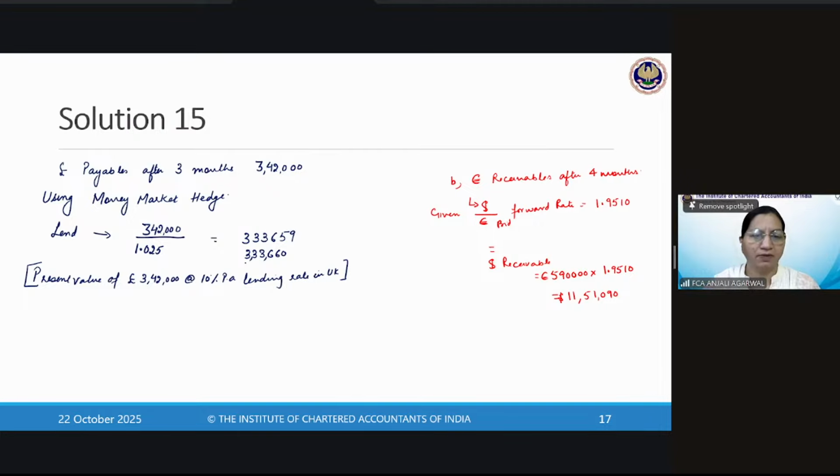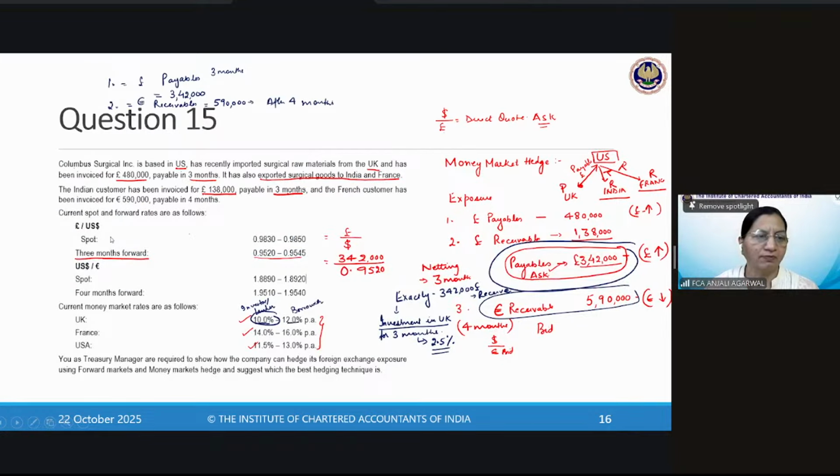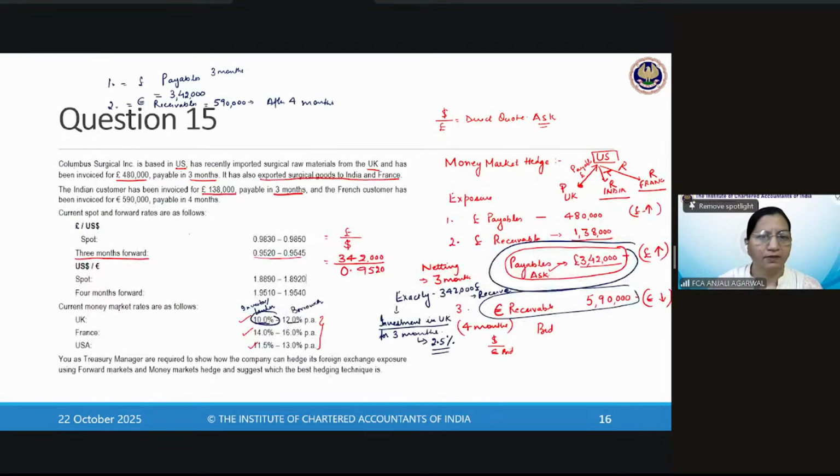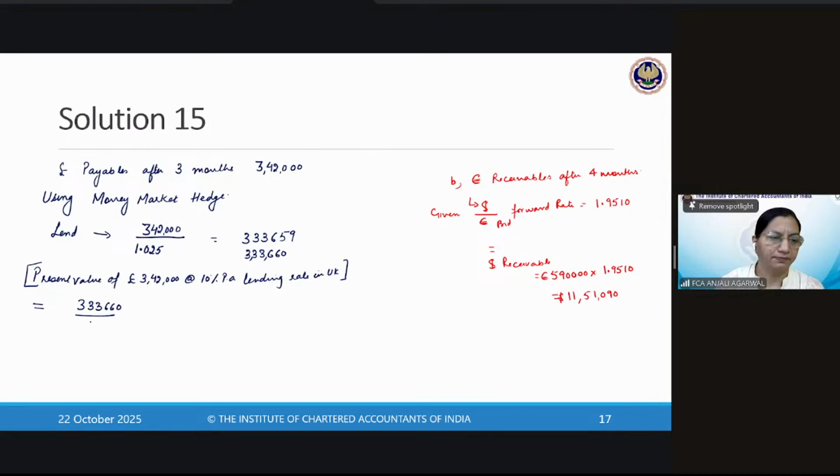Approximately these many pounds. So where are these pounds? We don't have them. So what will we do? We will get these pounds from the spot market. Pound ask. What is the pound ask? 1 upon 0.9830. So you will need dollars equivalent to 333,660 divided by 0.9830. Is this clear?